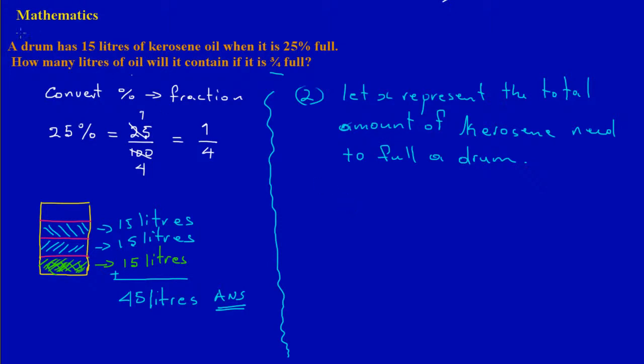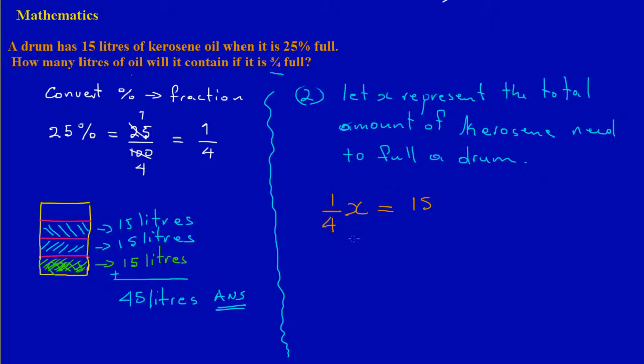So what they're saying here is that a quarter, 1 over 4, 1 out of 4, when a quarter of the total amount, which is x, is equal to 15. So a quarter of x, and you can see it here, when a quarter of the drum is filled, it contains 15 liters. That's what this statement means. All right, basically what I'll be doing now, I can transpose to solve for x.